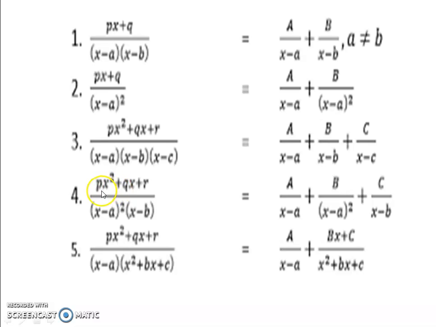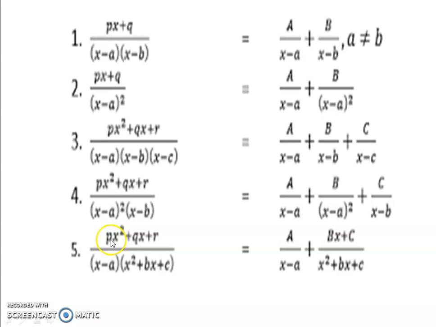Fourth one, if the numerator has the quadratic form px² + qx + r and the denominator has (x − a) whole square into (x − b), that means the first factor is repeated and the second factor is distinct, then we have to split up capital A upon x − a, the first factor, plus capital B upon (x − a) raised to 2, plus the non-repeated factor, C upon x − b.